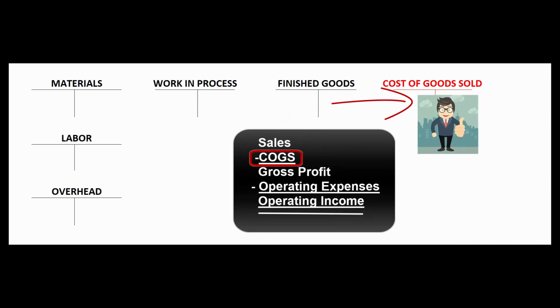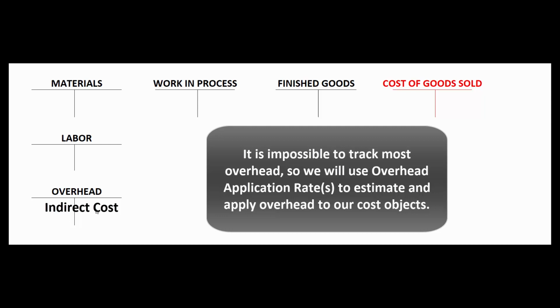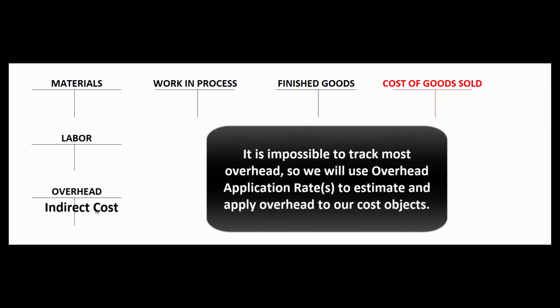And so that dining room table that we're making, that's our cost object. Our direct costs are our labor and our materials. And our indirect cost is our overhead. We can easily track materials and labor. Tracking overhead's not so easy, so indirect costs will have to be applied with a rule.